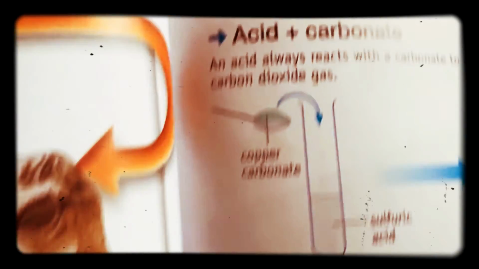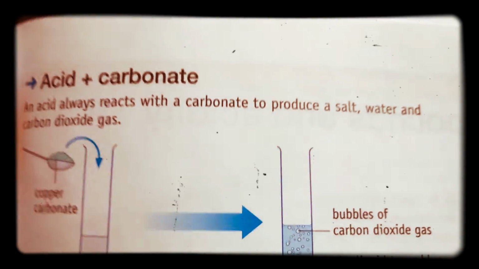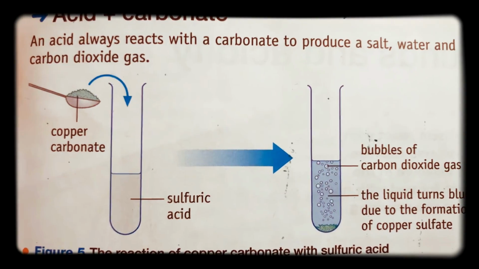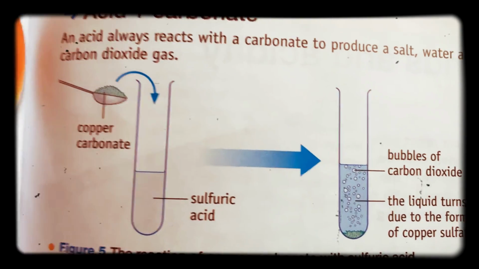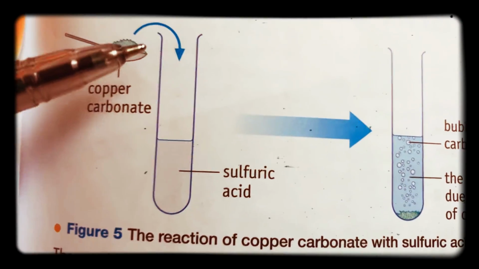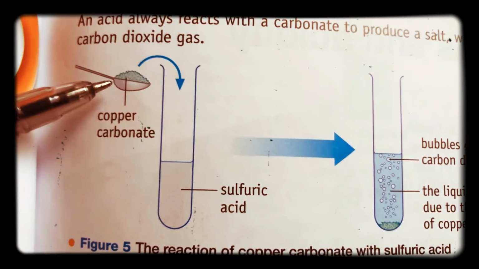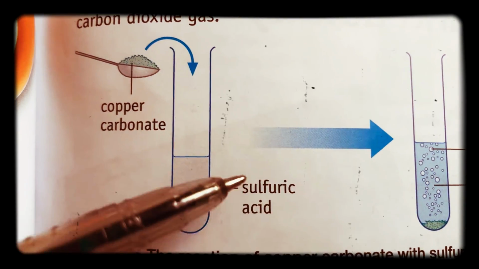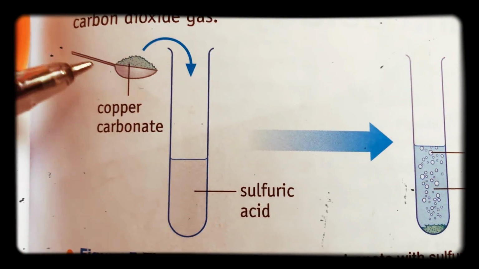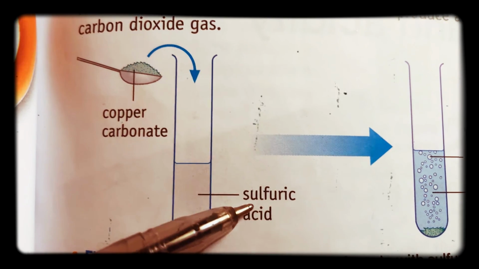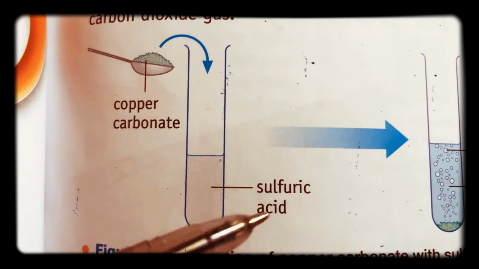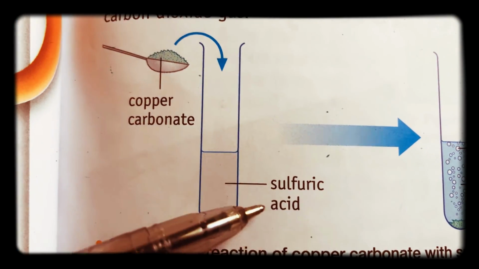Now, let's go to the second reaction. We've got acids plus metal carbonates. Okay, so the metal carbonate here is copper carbonate. So you add copper carbonate to sulfuric acid. Can you remember the type of salts that come about when you use sulfuric acid? Right, it's a sulfate salt.